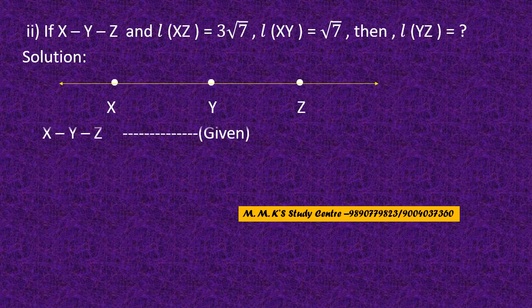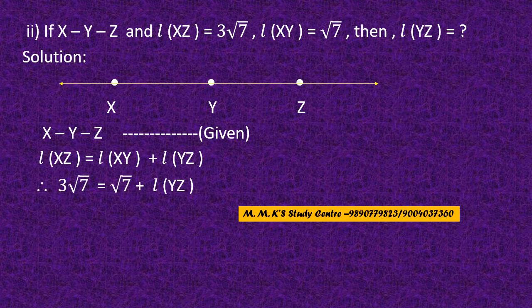Okay, on the basis of what is already given in the question, that is X, Y, Z means Y is between X and Z. So betweenness X-Y-Z. On the basis of this, how will we write, children? XZ is equal to XY plus YZ. Okay, now we'll put the values, children. XZ is given to us 3 root 7. XY is given root 7, whereas length YZ is as it is.